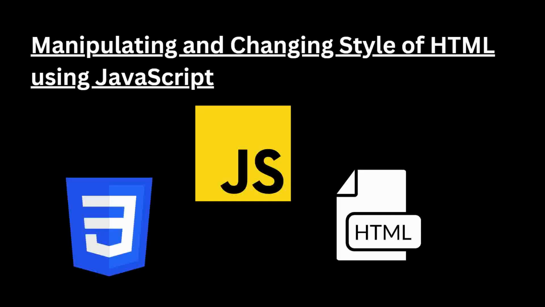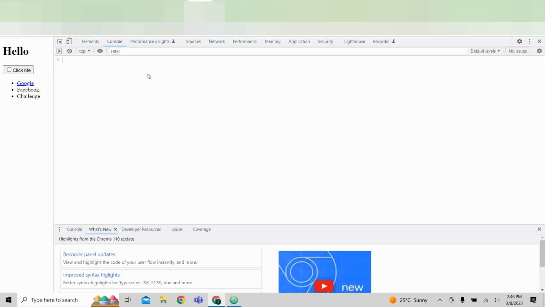Manipulating and changing style of HTML using JavaScript. What if we want to change the color of the heading? Why don't you give it a try, as we already tried these concepts previously. So why don't you pause the video and give it a try to change the color of the heading to red. Pause the video and give it a try. So I hope you tried it.